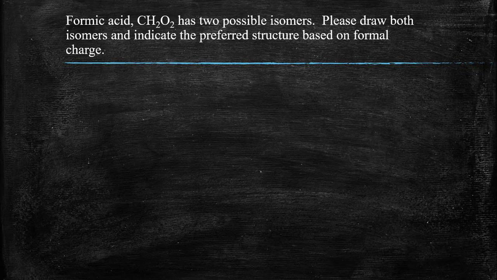This question asks you to draw the two possible isomers of formic acid and then to indicate which is the preferred structure based on the formal charge. I'm going to assume you know how to draw Lewis structures by now, so I'm now going to go through those step by step. Here are the two isomers.